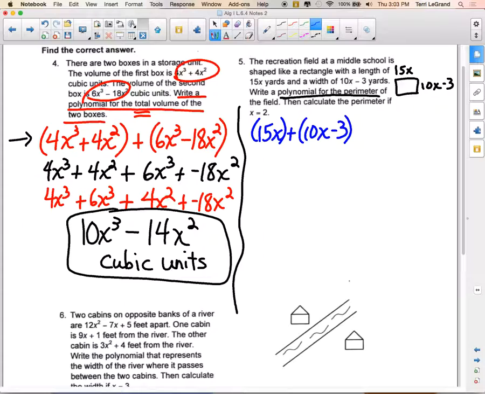So we can't stop there, can we? We need another 15x. We need another 10x minus 3. This is a 4-sided rectangular field that we need the distance around it. That's what perimeter is, distance around it. Okay, go ahead and figure out what's the perimeter in polynomial form.